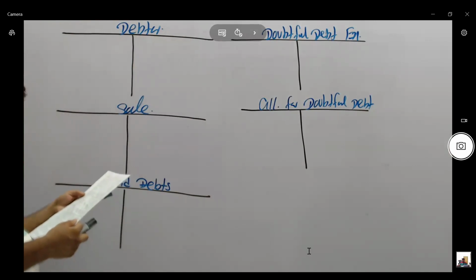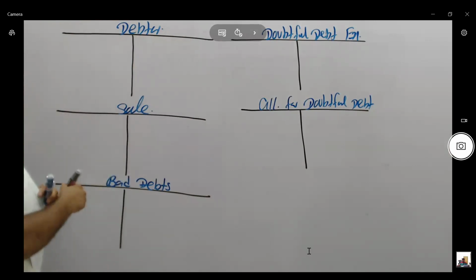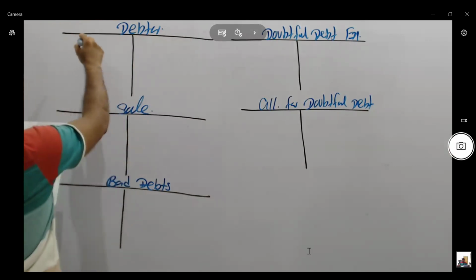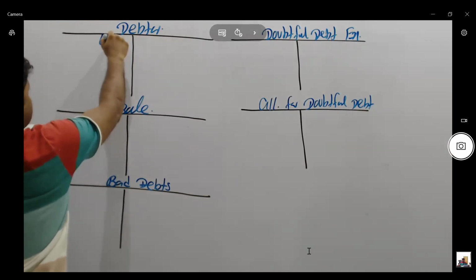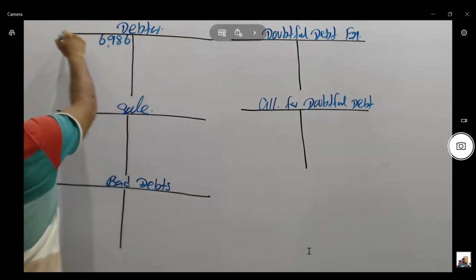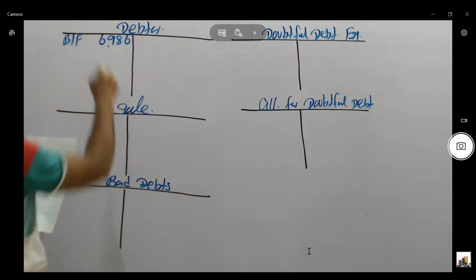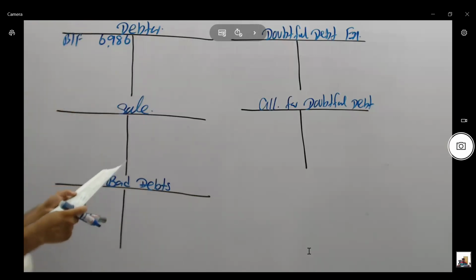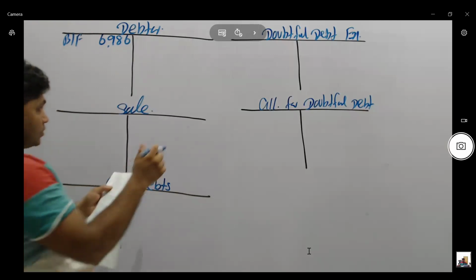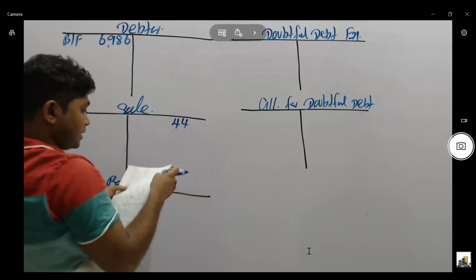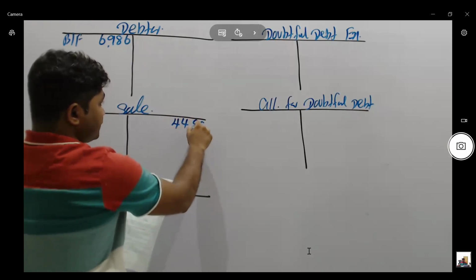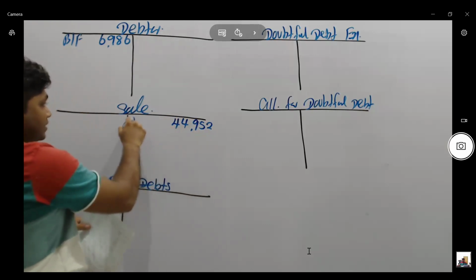Debtors account balance is given in the trial balance. Record that value as a balance brought forwards. Debtors 6,986. Values in million as a balance brought forwards. If it has considered tick mark in the trial balance, sales account also given balance, income, credit side 44,952 as a balance brought forwards.